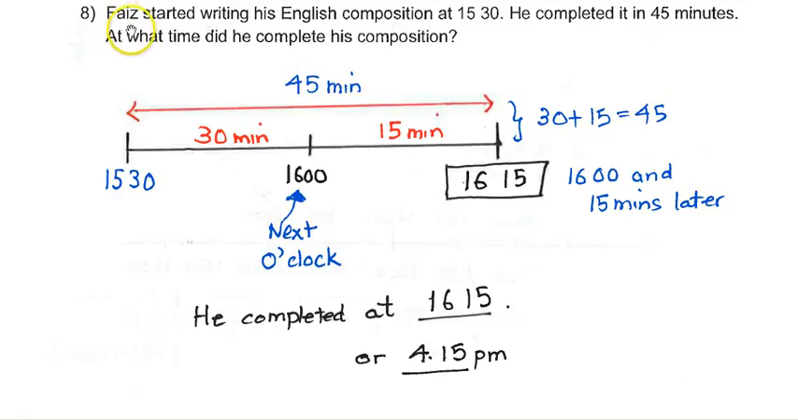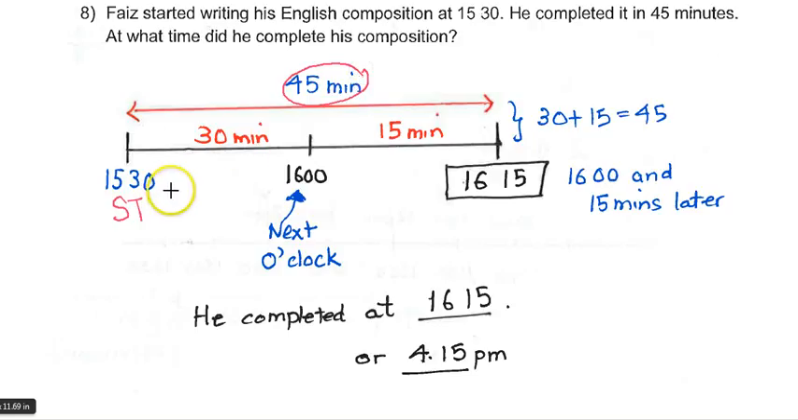Okay, Faz started writing his English composition at 1530 hours. It means this is PM, 3:30 p.m. in the afternoon. He completed it in 45 minutes. Now this is what it means. Started here. Now let me just draw something. Now started here. This is the starting time. Given, this is given. Starting time and duration is given.